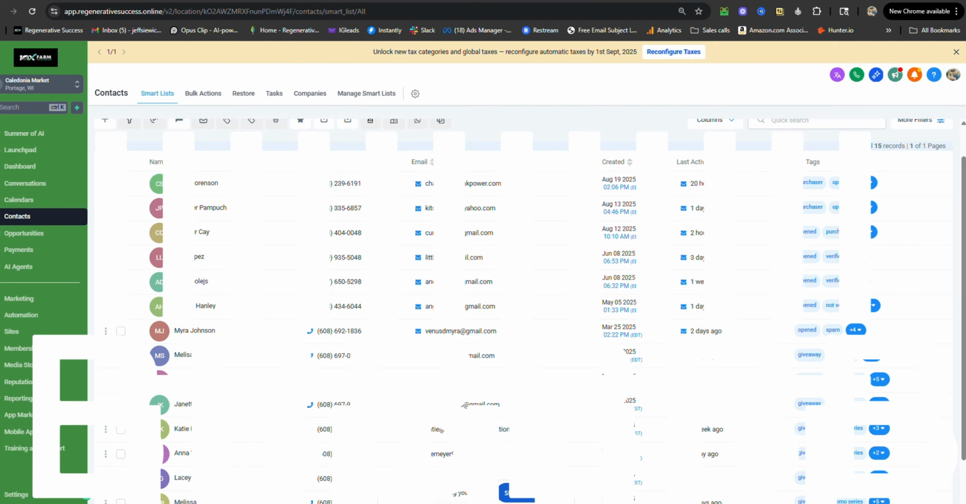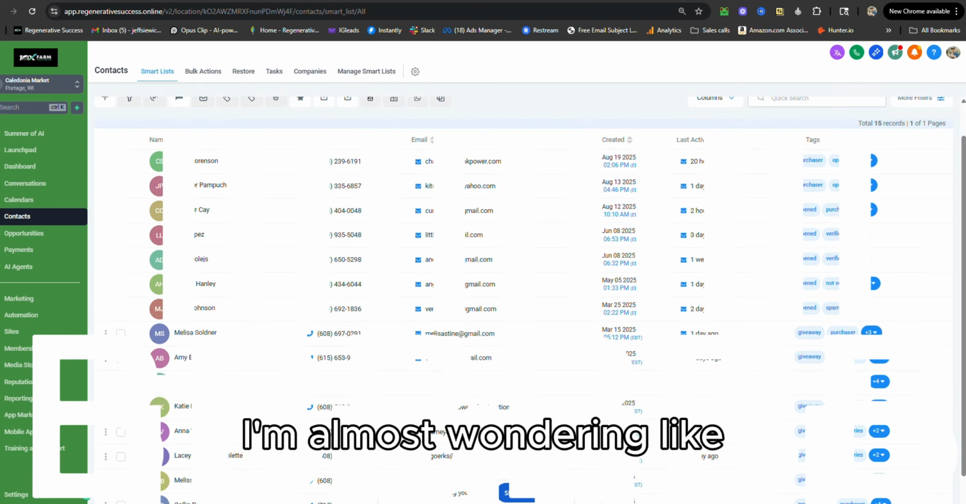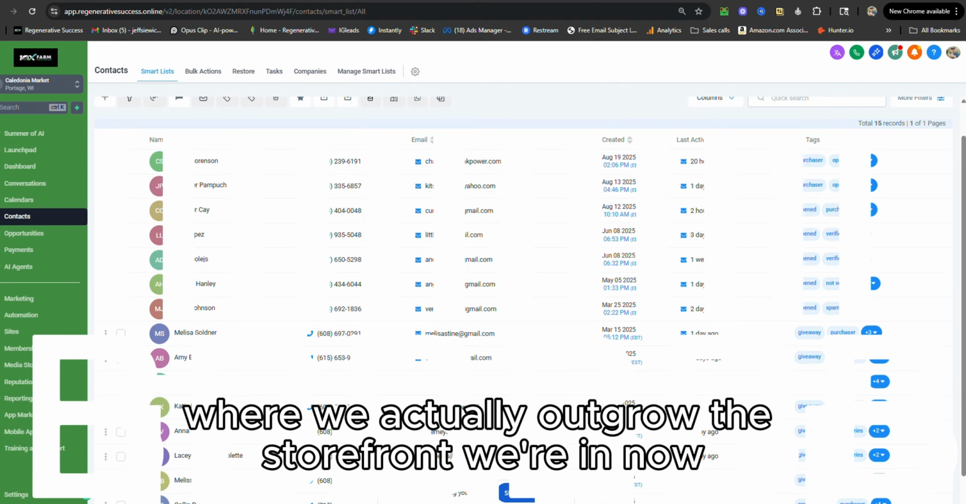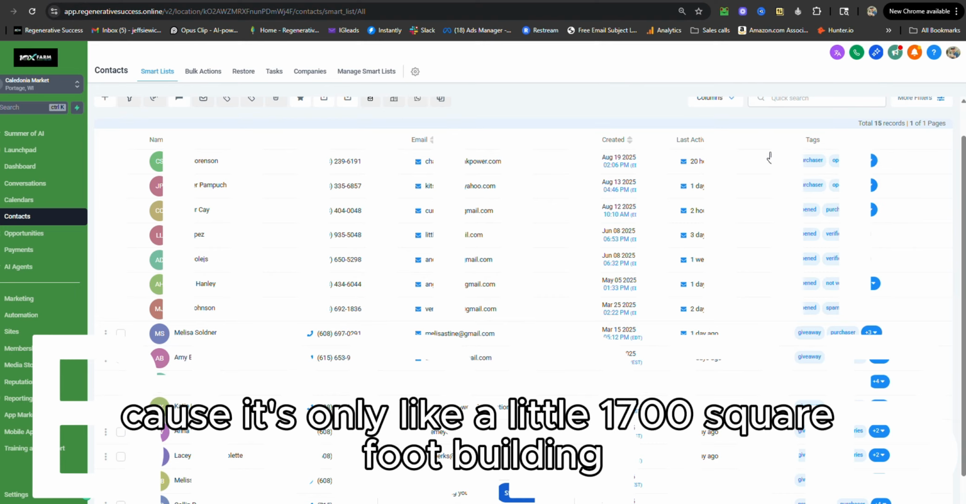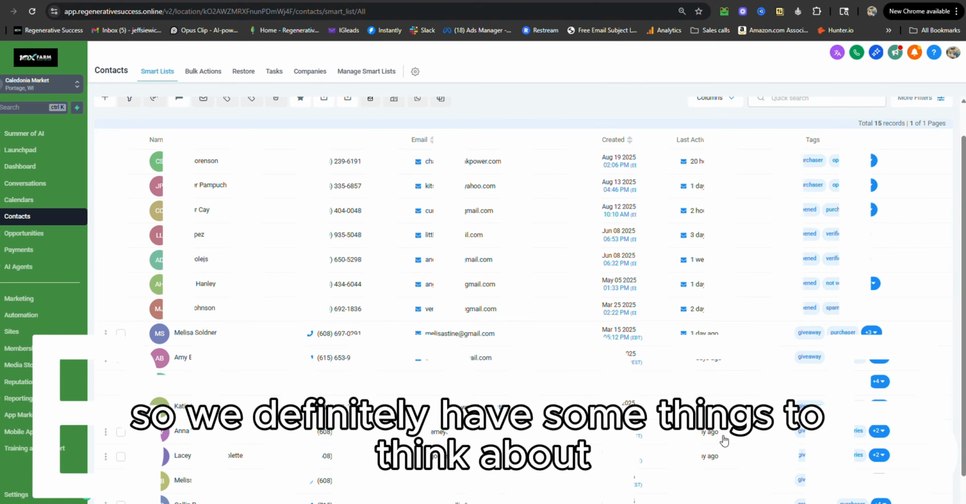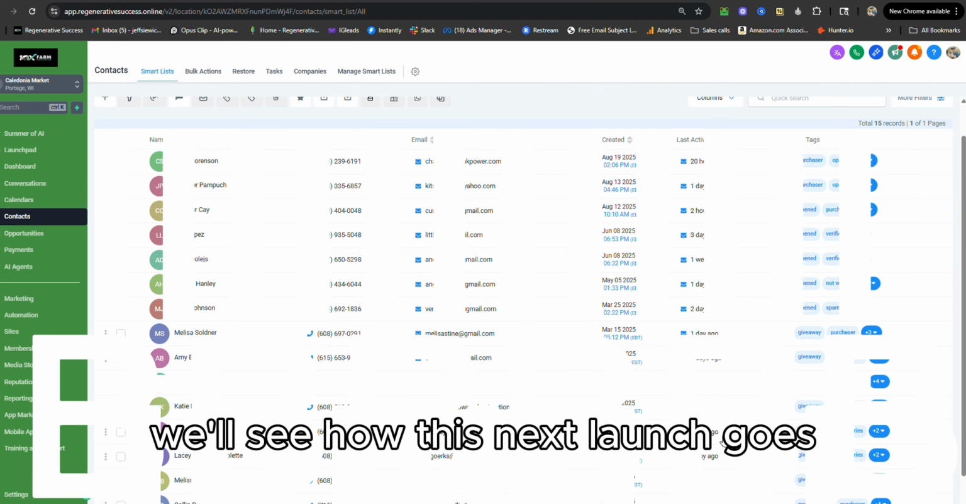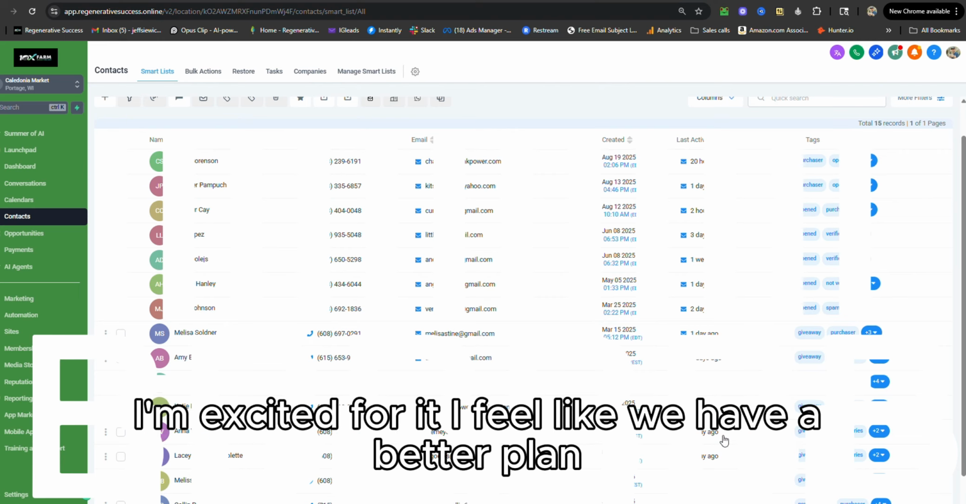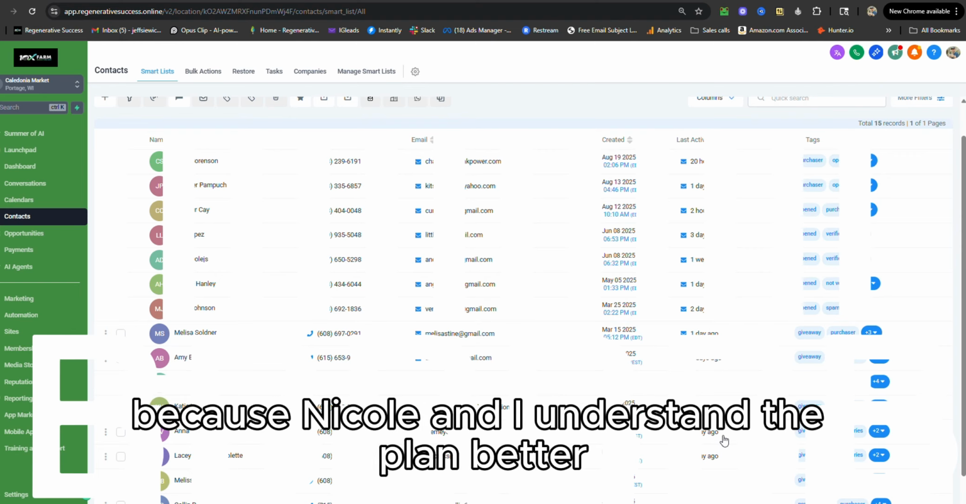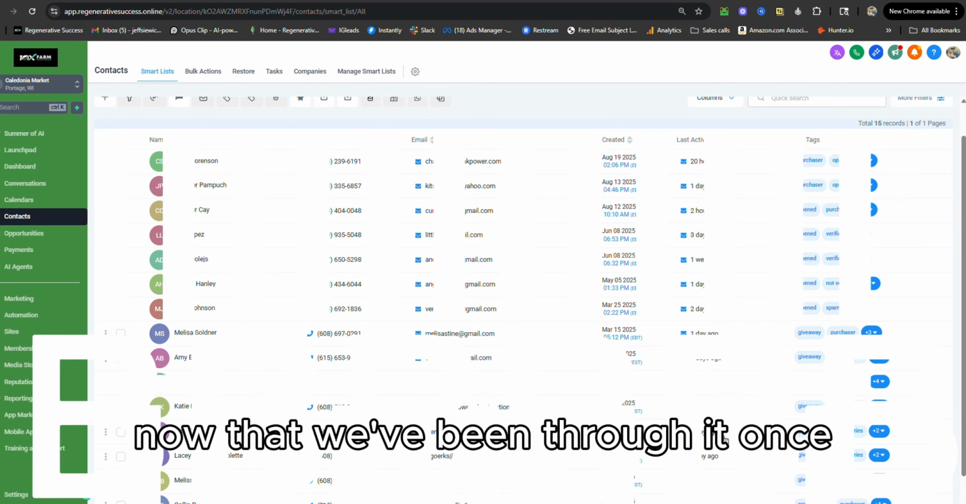Well, I'm almost wondering if there's a world where we actually outgrow the storefront we're in now, because it's only a little 1,700 square foot building. So we definitely have some things to think about. We'll see how this next launch goes. I'm excited for it. I feel like we have a better plan, because Nicole and I understand the plan better now that we've been through it once.